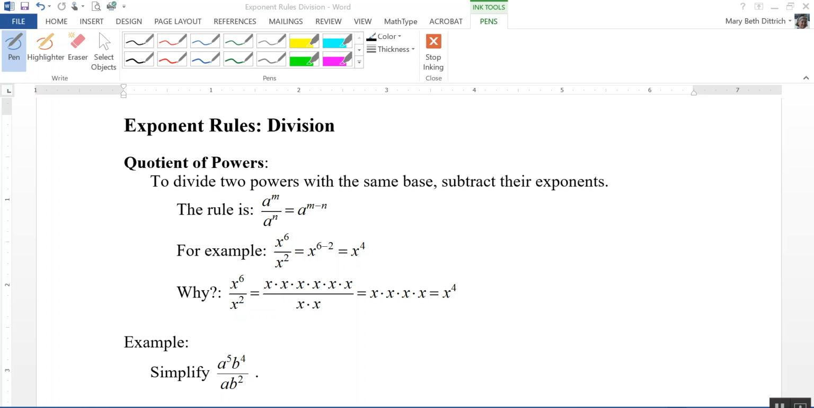This video is on exponent rules as they apply to division. First property we're going to take a look at is called the quotient of powers. So to divide two powers that have the same base, we want to subtract their exponents.